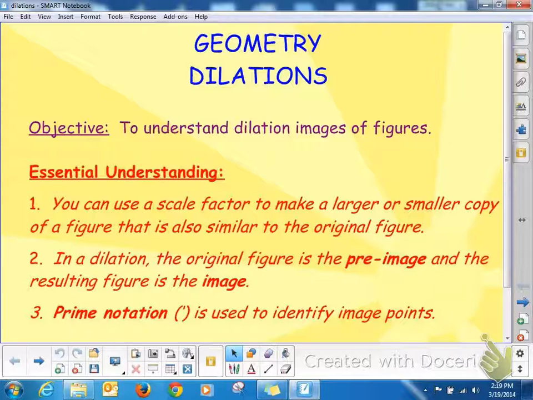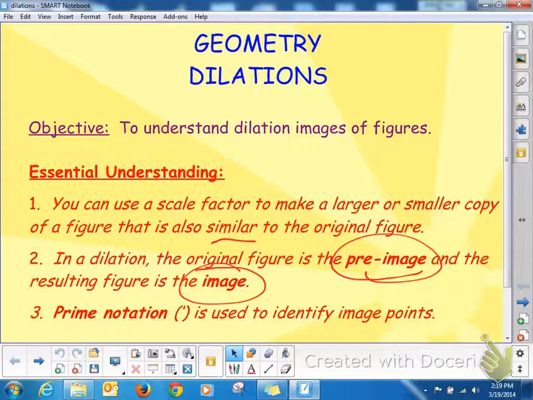to the original figure. So all of the figures that we explore today are going to have corresponding congruent angles and proportional sides because they are similar. In a dilation, the original figure is the pre-image and the resulting figure is the image. So you begin with the pre-image and the dilation, whether it be an enlargement or a reduction, is then known as the image. Prime notation, it looks like an apostrophe, is used to identify image points.